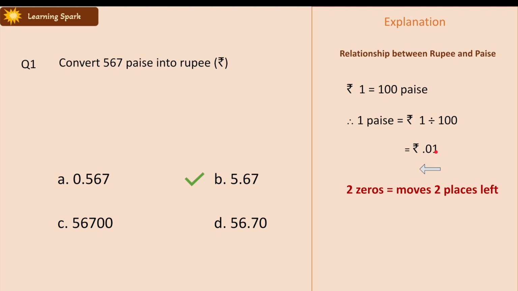Now in our question it is 567 paise. So 567 paise will be 567 divided by 100. Again, we write 567 and start from the extreme right and move 2 positions left, and we put the decimal point here, because there are 2 zeros in 100. So 5.67 becomes the answer, which is B.